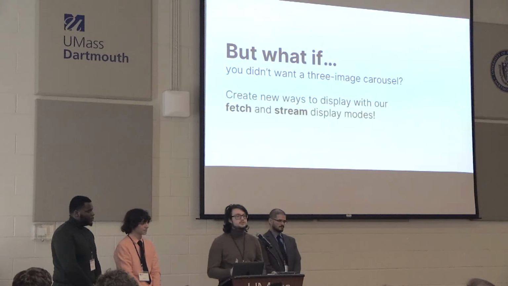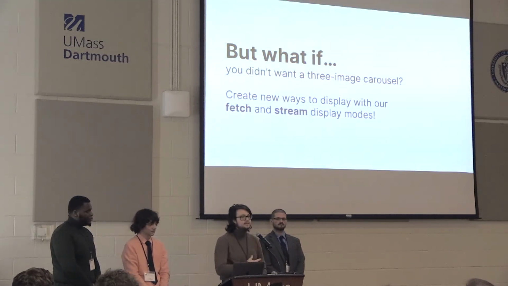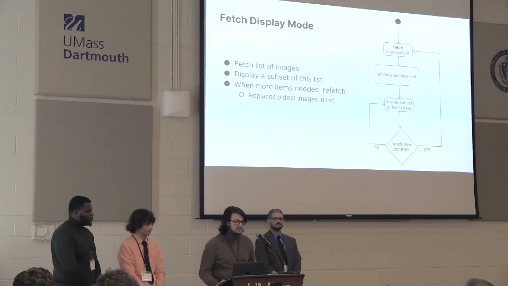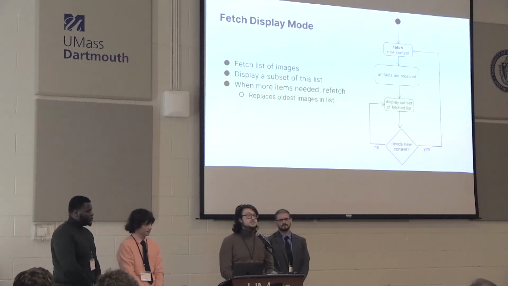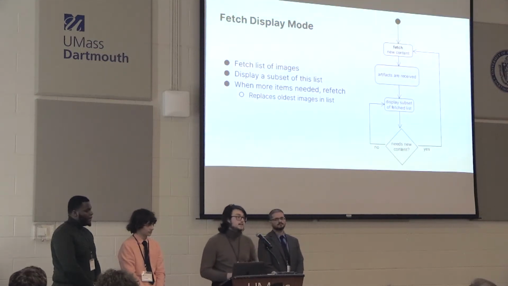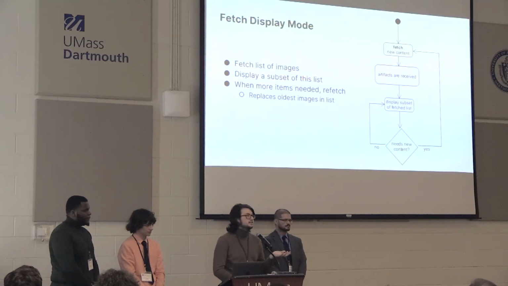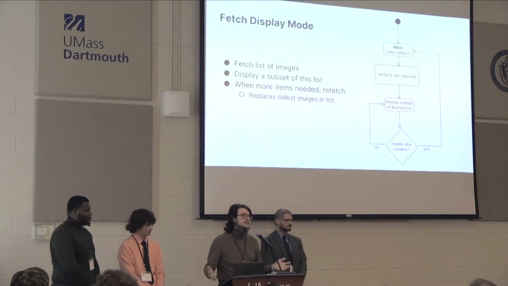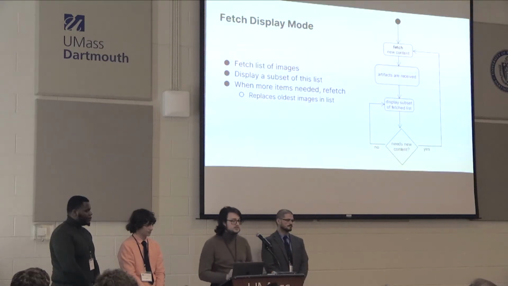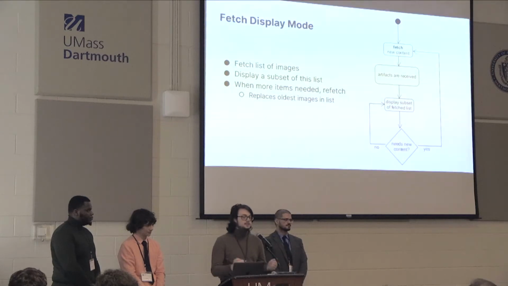Unfortunately, we weren't able to get an example of the stream system for a live demo, but there is a video demo that we'll get into later. So the fetch display mode is the hallmark example for the carousel. It fetches a subset of the data in the database. As I mentioned, for cities like New York City, you would not want to be fetching thousands and thousands of images all at once. So it fetches that small subset and gives the front end the information that it needs.